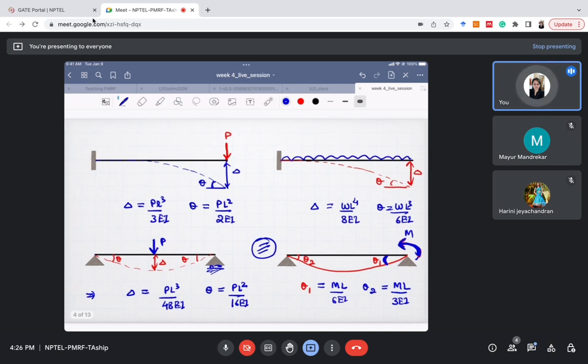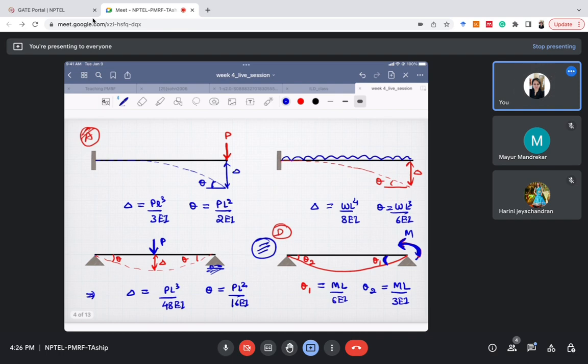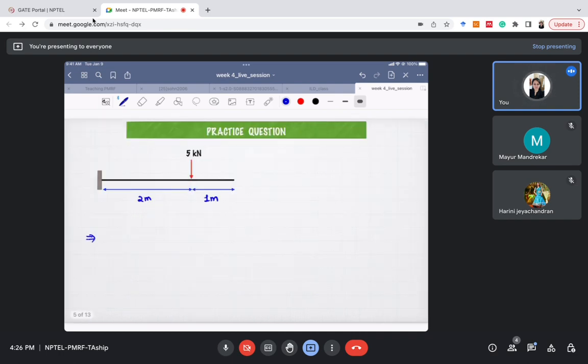So today I'll be covering a question based on case 1. Let's call it case A and case D. Now let us do one practice problem based on these deflection formulas. Directly they won't give you a question like this, but they will do some twist on it, and then give it to you.